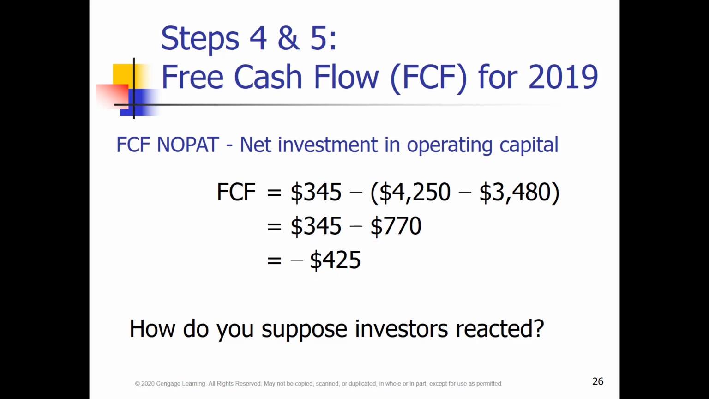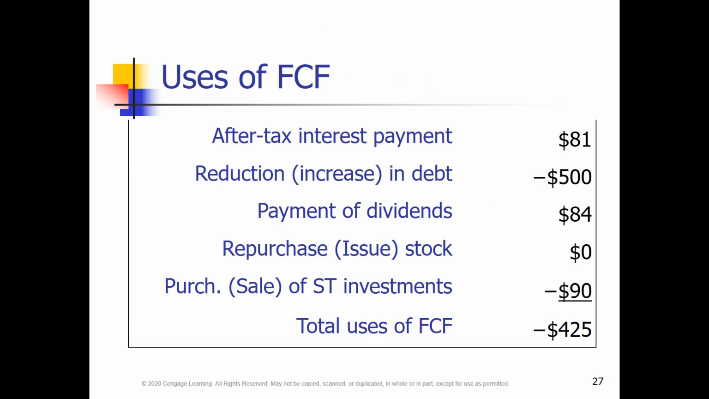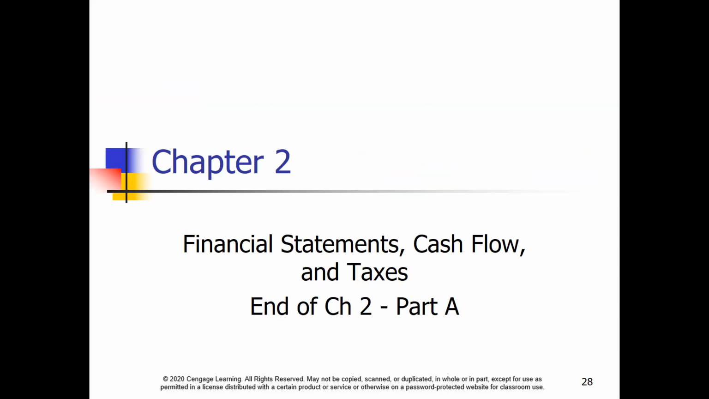Not good. Here's where that $425 million negative free cash flow was used. Primarily the increase in debt. This ends Part A of Chapter 2. To complete our analysis of Computron's expansion, we'll move on to Part B.